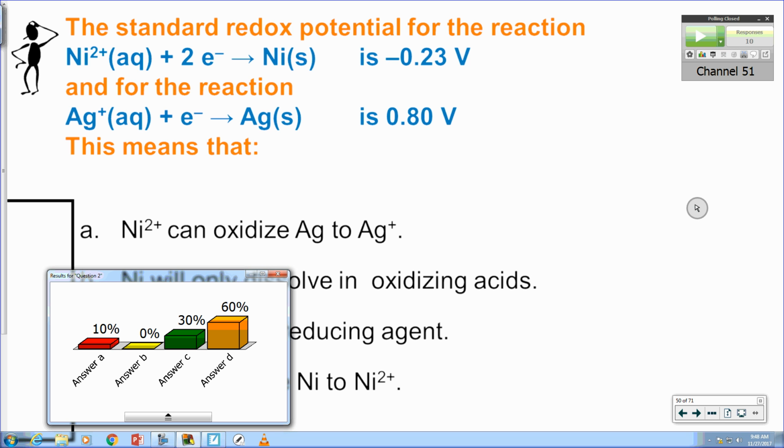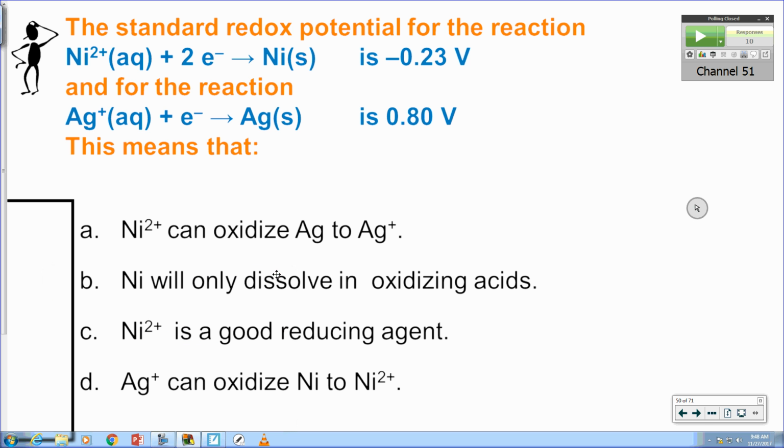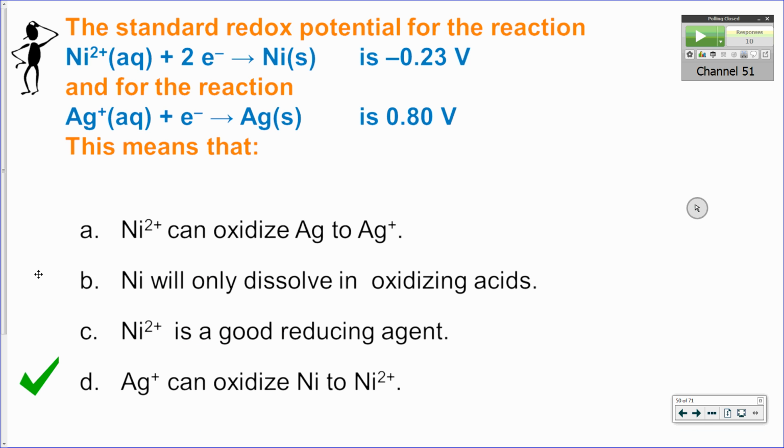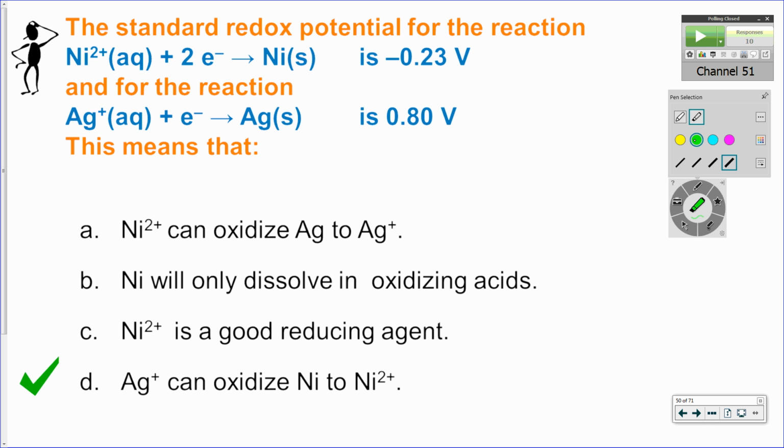Okay. Well, it's either A, B, C, or D. So nobody said B. Okay. Well, I know it's not A because the electrical potentials are going in the wrong direction. So for it to be able to oxidize silver, the potentials would have to be reversed. So it can't be A.